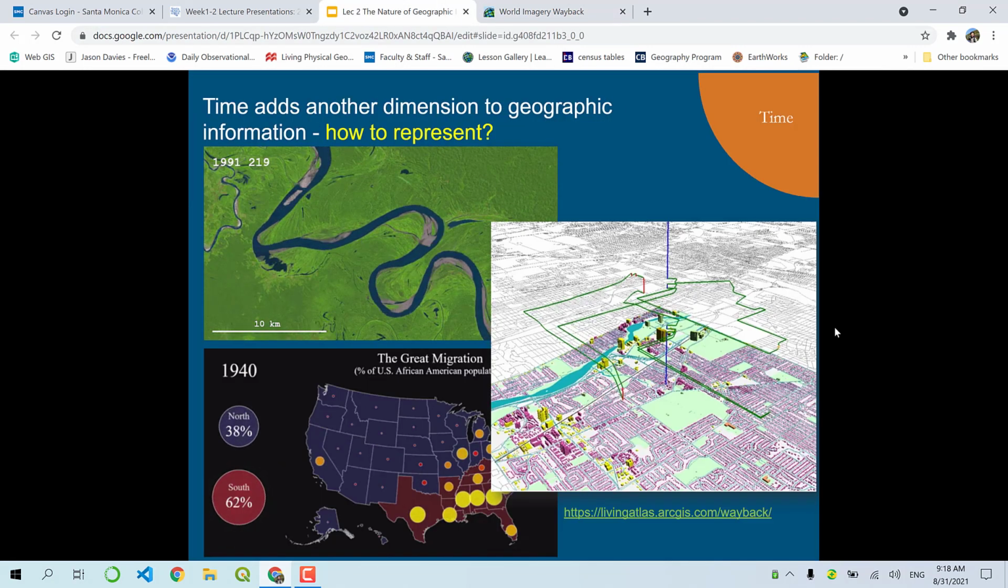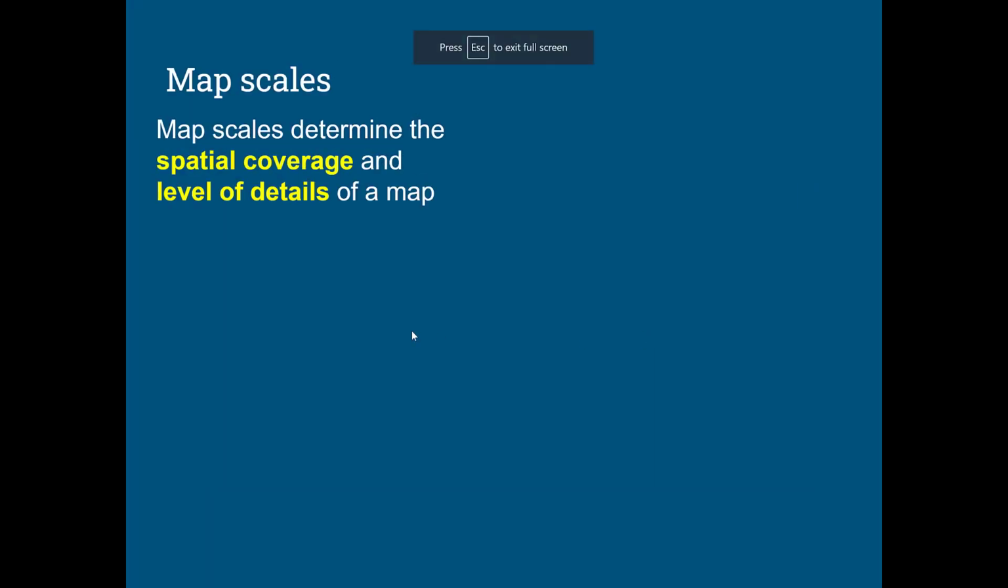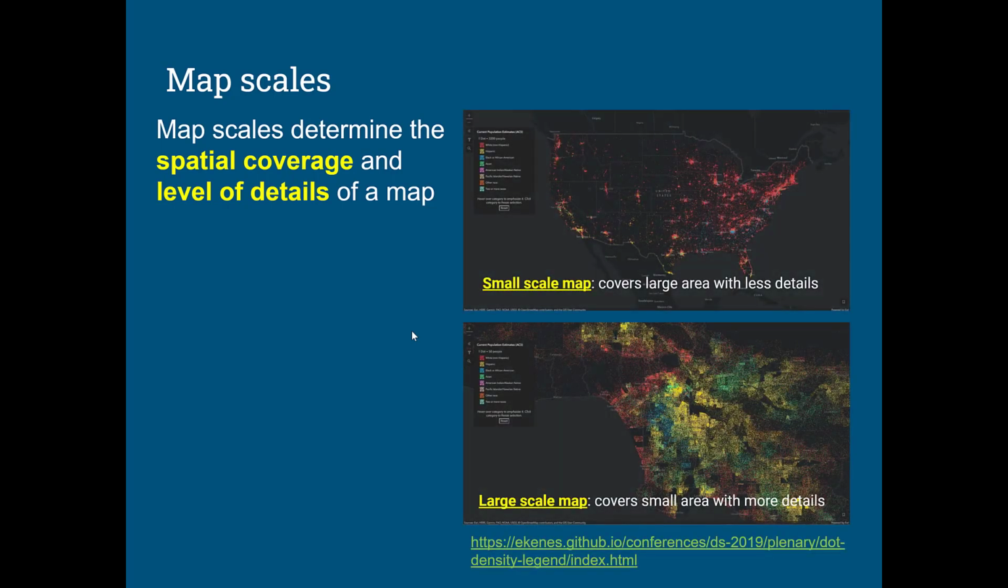So this is the nature of our geographic information. And map scales. Map scales actually determine the spatial coverage and the level of detail of the map. So this is how we define map scale. That is the distance you measure with your ruler on the map. For example, 1 inch represents, over this line, we read it as representing how many miles on the ground.